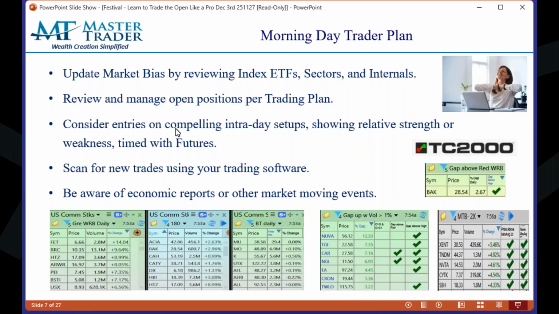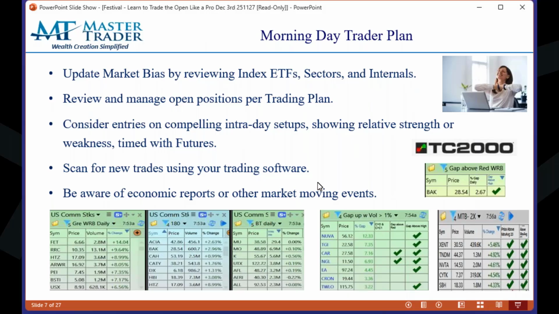So I'm considering entries on all my tier 1 setups, showing relative strength. They have compelling intraday time with the futures. Once I'm comfortable now, everything's under cruise control with my opens and the tier 1 trades, and I'm ready to look for new trades. Well, I have some of my favorites here in TC 2000. I go look for new trades.